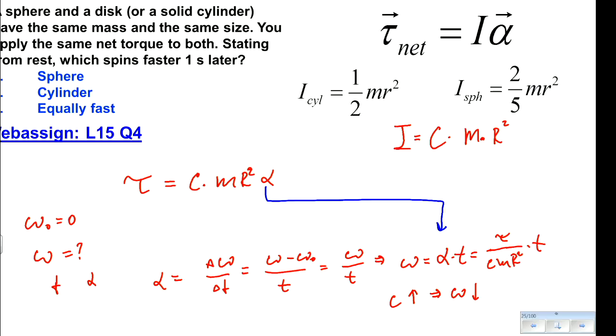Smaller or lower? Yep. So now we need to compare two numbers, 1/2 and 2/5. Choose the number which is the smallest. Pick the name of a shape related to that number. Enter question 4. And you're going to be done. And what did you say? Sphere.